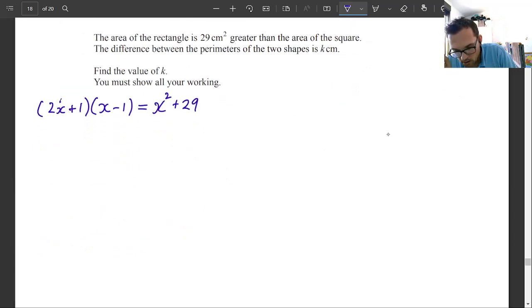So, multiply out the brackets. 2x times x is 2x squared. 2x times minus 1 is minus 2x. 1 times x is 1x, which is x. 1 times minus 1 is minus 1.